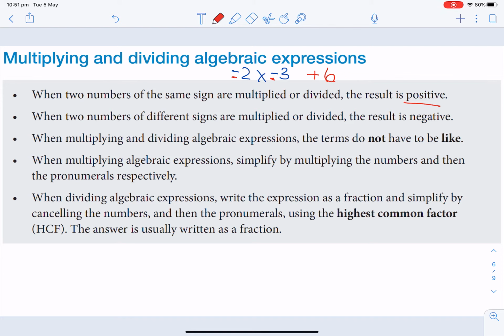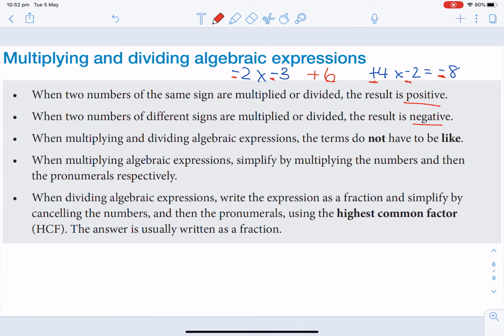And the second dot point, when two numbers of different signs are multiplied or divided, the result is negative. So if I had, I'm going to pop it across the top here, if I had plus 4 times negative 2, I would end up with negative 8 because I've got a positive and a negative which are different signs, and I'd end up with a negative.